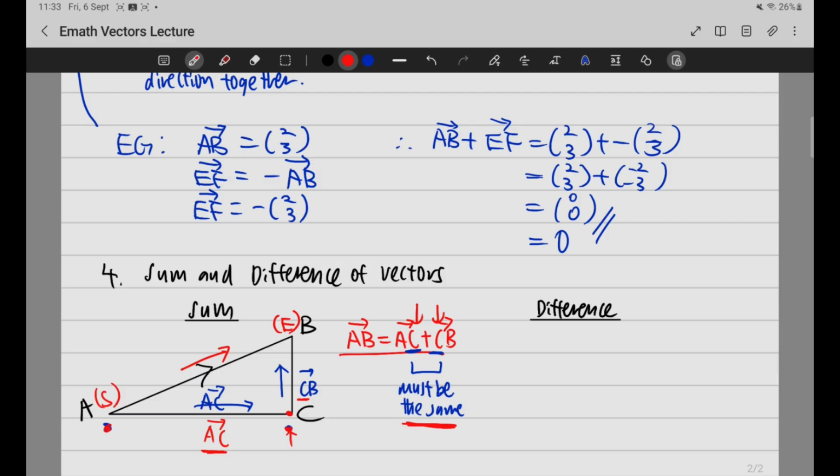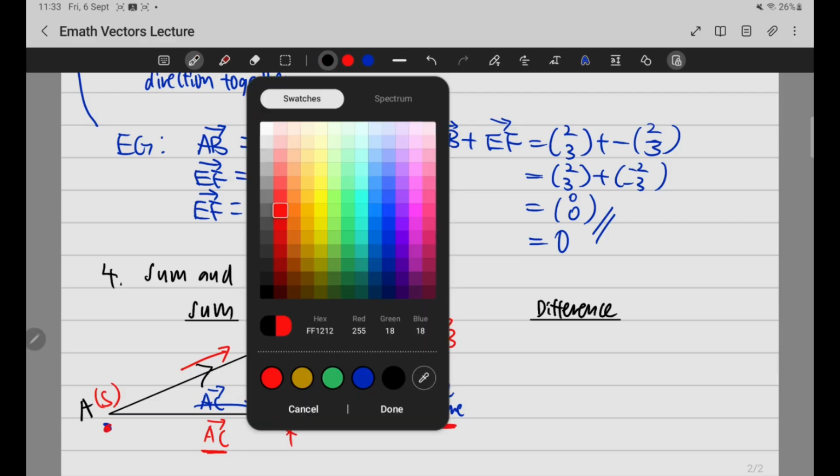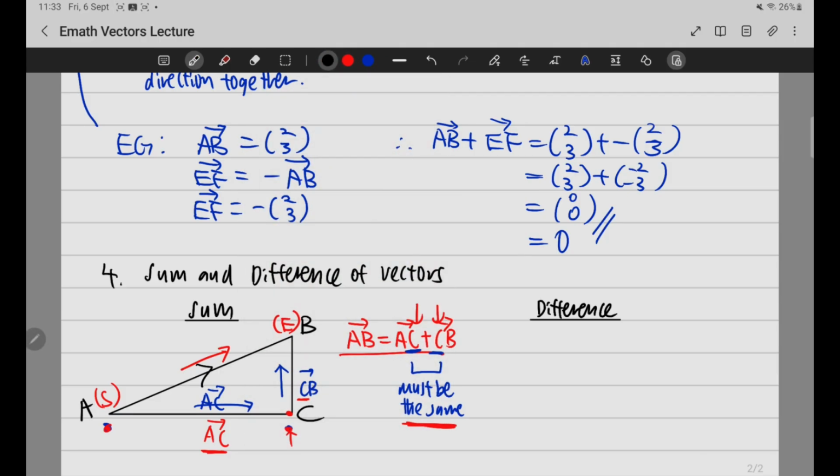And then for difference of vectors, we are going to use this analogy over here again, but I'm going to refer to the position vectors. So let's say this is O, this is A, this is B. Right? This is OA, AB, and then OB.